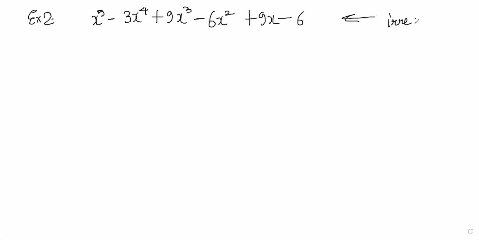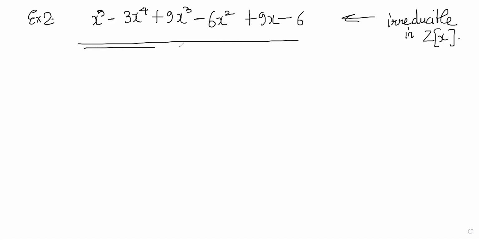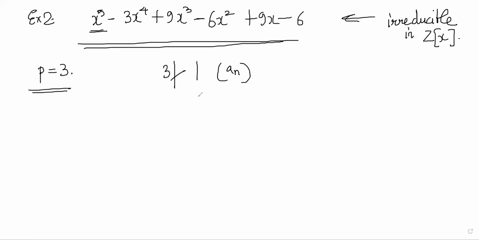Here we have to check the reducibility of the polynomial x power 5 minus 3x power 4 plus 9x cube minus 6x square plus 9x minus 6. We have to check whether it is irreducible in Z of x. So this question has been set up in order to check whether you know Eisenstein. So you can use the prime number p equal to 3 here. We can say that 3 does not divide 1, which is the a_n term, the highest power.